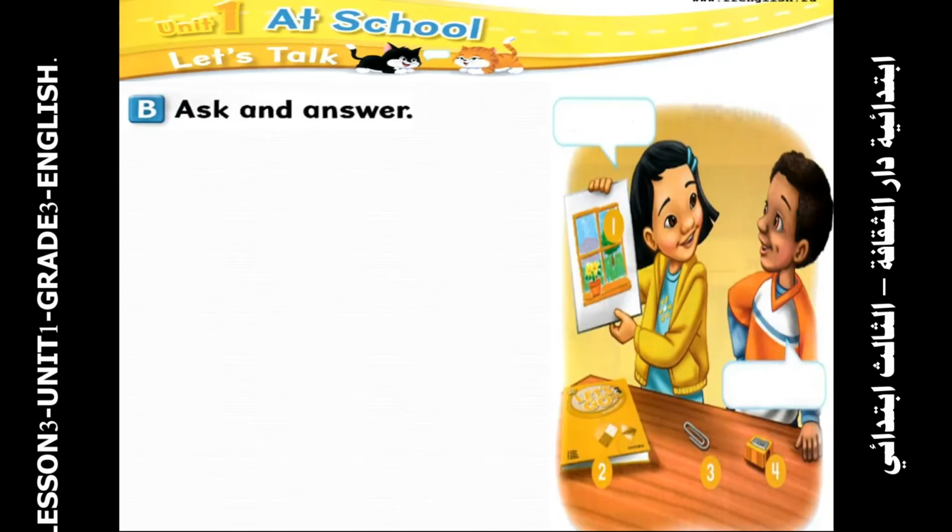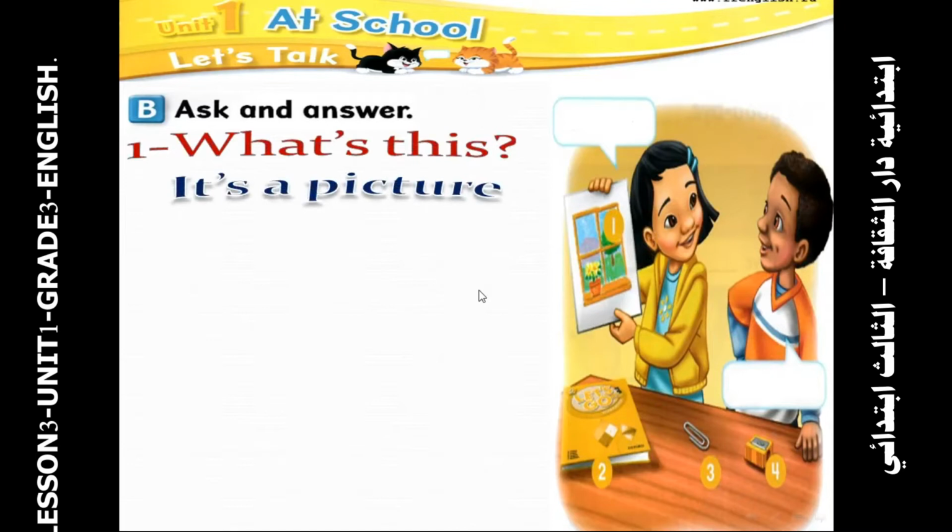In page 6, in activity B, ask and answer. What can you see in this picture? A picture, a workbook, a pencil sharpener and a paper clip. Number 1. What's this? It's a picture.